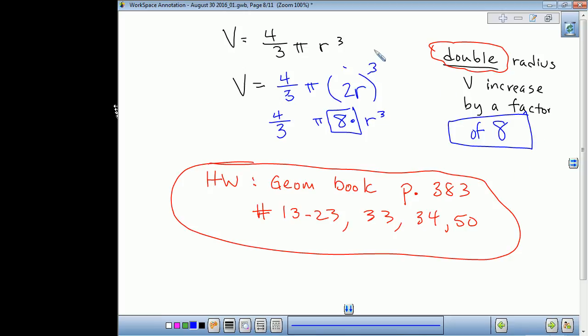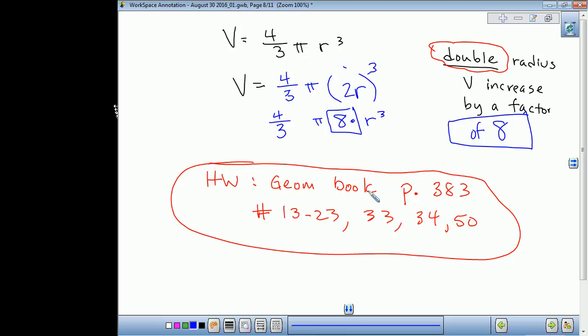Think of what happens to that dimension in my formula. Okay, so we have some questions out of our book. We do have some composite figures like number 23. Number 23 is a hemisphere that's been scooped out, cut out of a cone. That one's a little clearer in your textbook today.